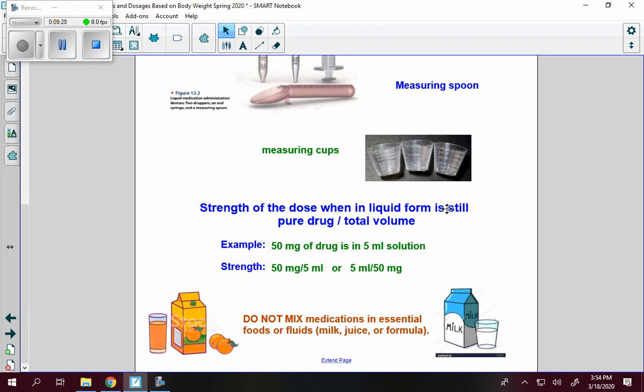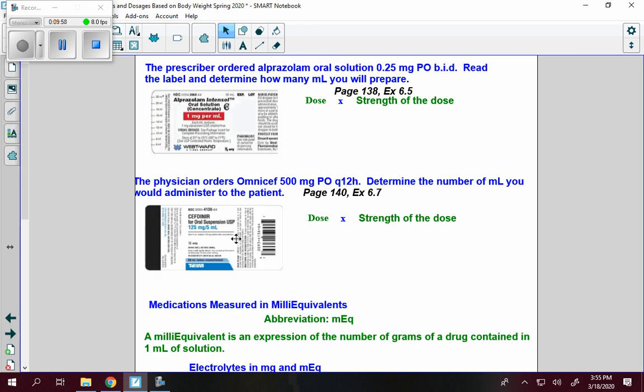Strength of the dose when in liquid form is still the pure drug versus the total volume. So the example is, if you have 50 milligrams of a drug in a 5 milliliter solution, your strength would be 50 milligrams per 5 milliliters. Or if you give 5 milliliters, then you could be assured that the patient got 50 milligrams. Do not mix medications in essential foods or fluids such as milk, juice, or formula. It's better to just give them the pure amount right away.